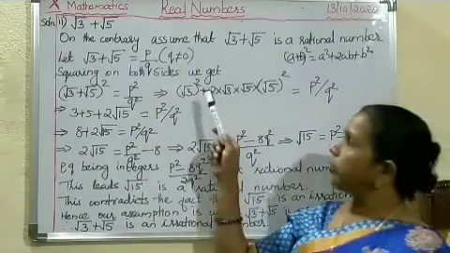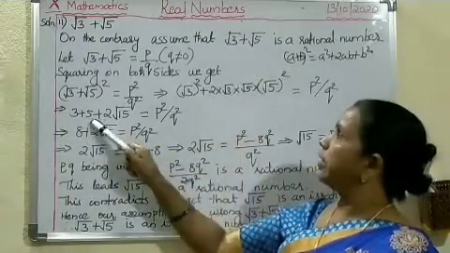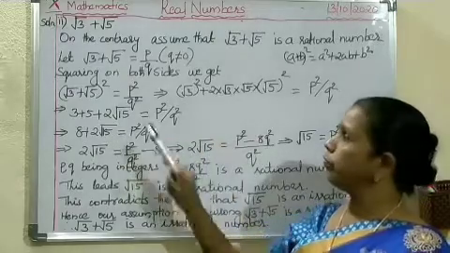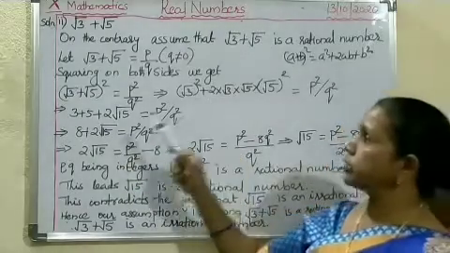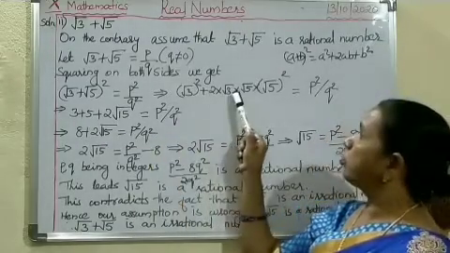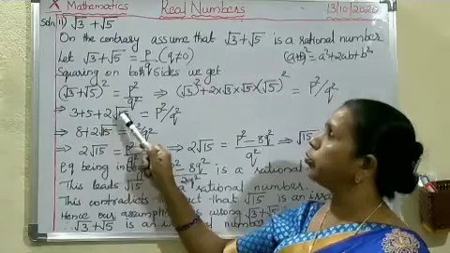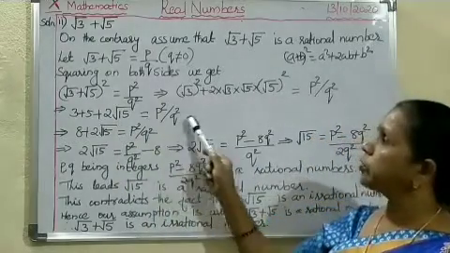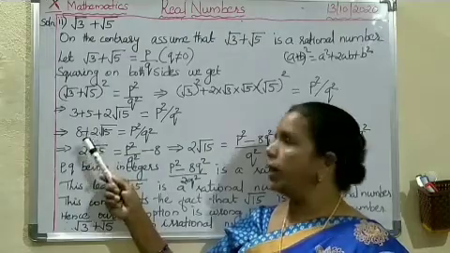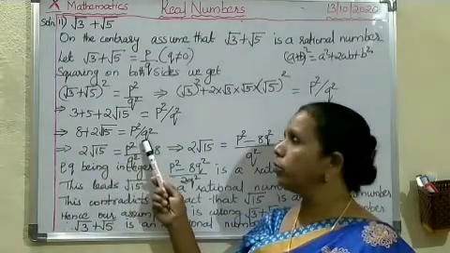Then root 3 square, what will we get? 3. Root 5 square, 5. And 2 into root 3 into root 5 is 2 root 15. Understood? Root 3 square is 3, root 5 square is 5, and root 3 into root 5 is root 15, so we get 2 root 15, is equal to p square by q square. Then 3 plus 5 is 8. 8 plus 2 root 15 is equal to p square by q square.